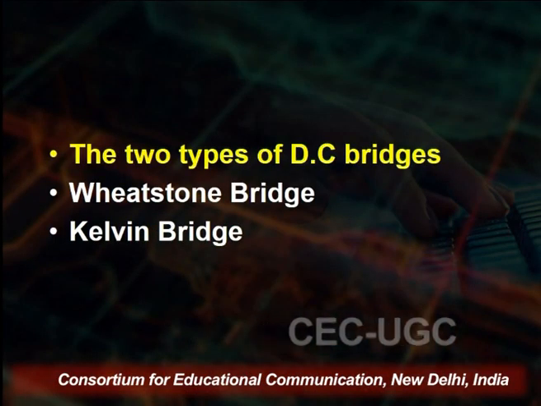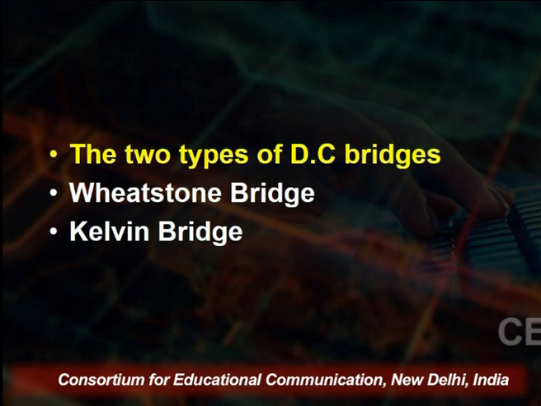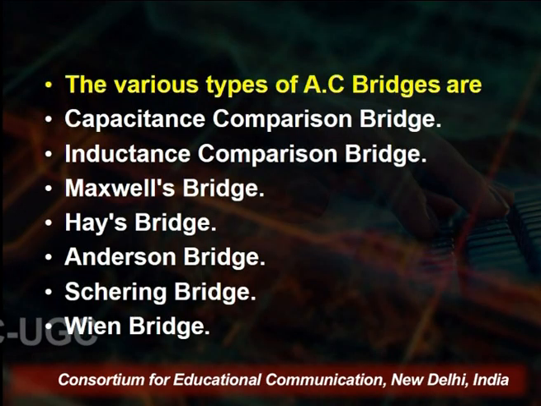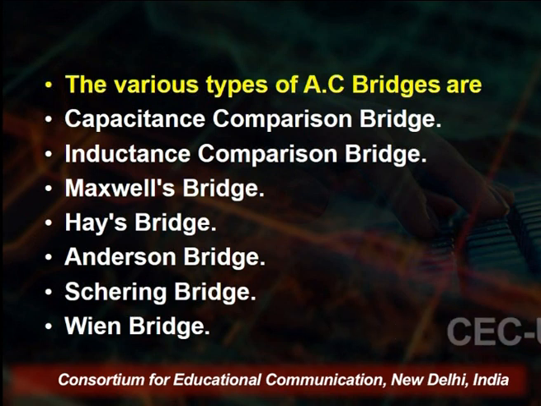For the AC bridge circuits, two balance equations are always obtained. One is the magnitude and the other is the phase equation. So we use it. If we talk about the DC bridges, then DC bridges are of two types: one is the Wheatstone bridge and the other is the Kelvin bridge. There are also various AC bridges like capacitance comparison bridges, inductance comparison bridges, Maxwell bridges, Hay bridges, Anderson bridges, Schering bridges, and Wien bridges. So there are various bridges there.